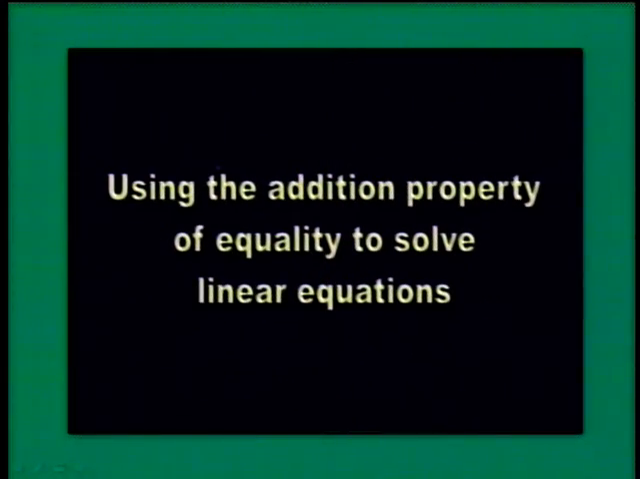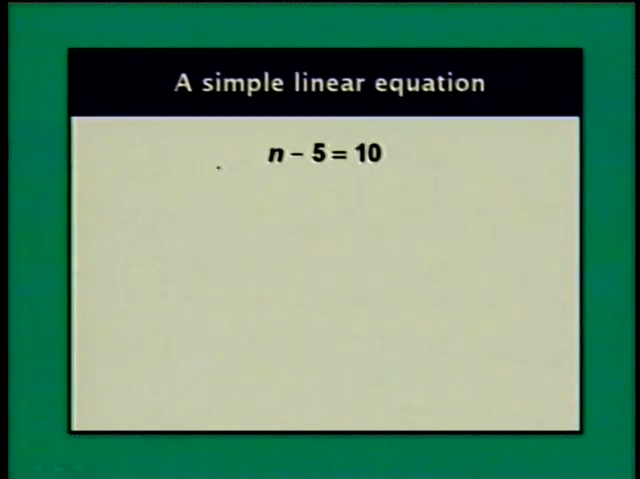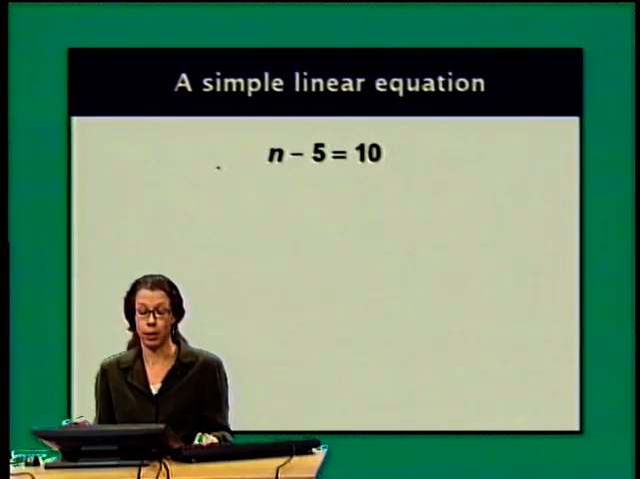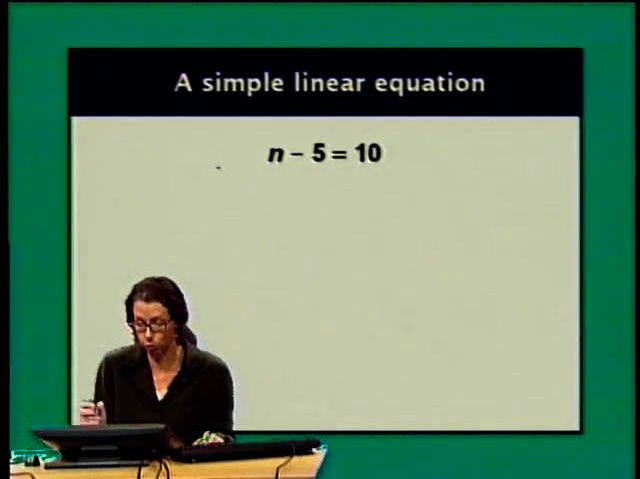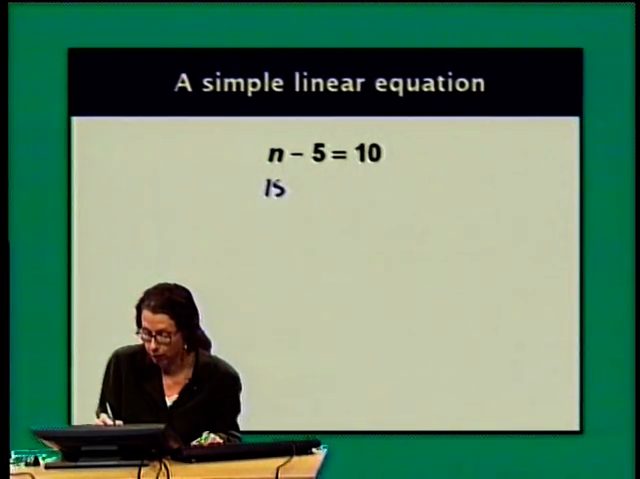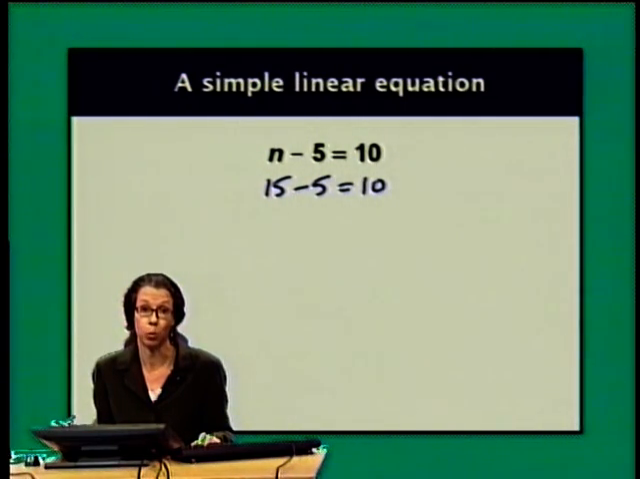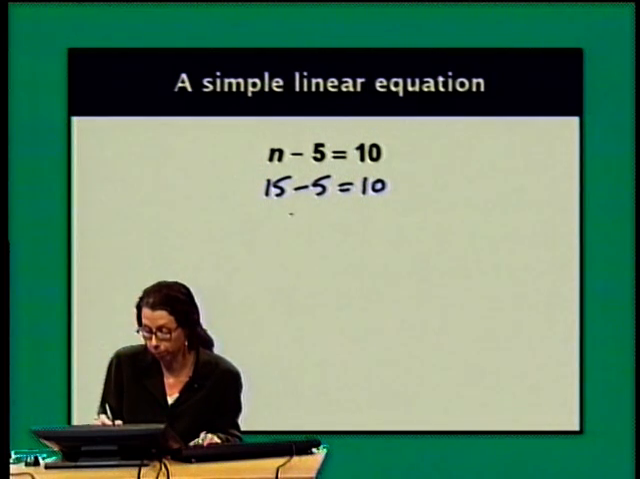So now let's talk about the addition property of equality, because this is one of the properties we'll use to solve linear equations. So here's a very simple linear equation. n minus 5 equals 10. So what's a solution? Well, clearly 15 would be a solution to this equation because 15 minus 5 equals 10. We really don't have to work too hard to figure that out.